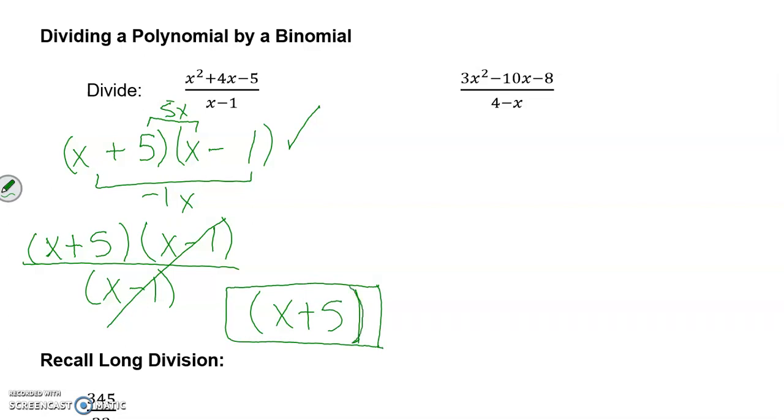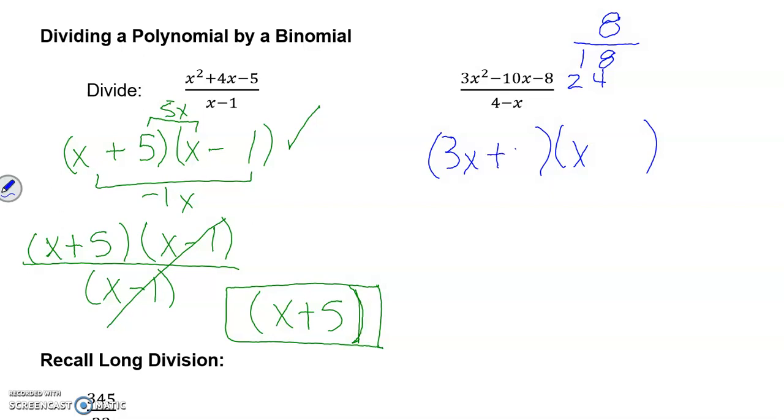Alright, so now over here I have 3x squared minus 10x minus 8 divided by 4 minus x. So I have a 3x squared, so I know my factors of 3 are 1 and 3, so I'm going to put my 3x here, my x over here, and I know my factors of 8 are 1 and 8 and 2 and 4. I want to start with my 2 and my 4, just because I think that might work out for us. And I know one of them has to be positive and one of them has to be negative. So I'm going to choose my 2 to be positive. And I'm going to choose my 4 to be negative.